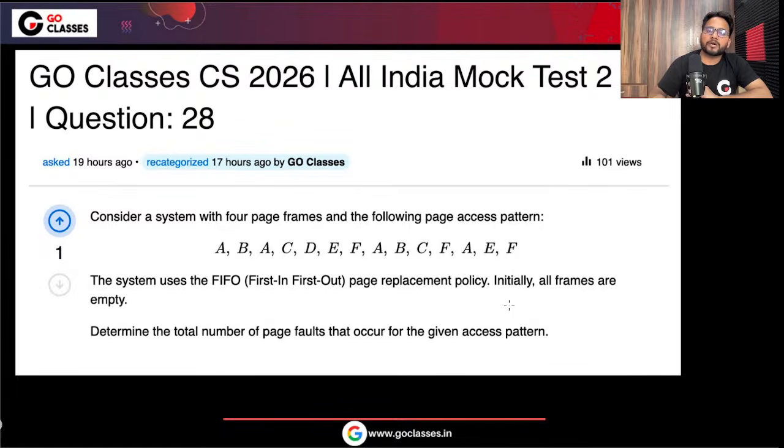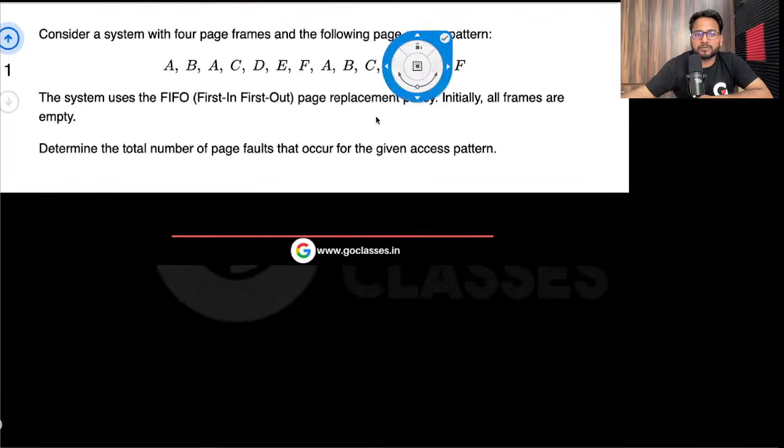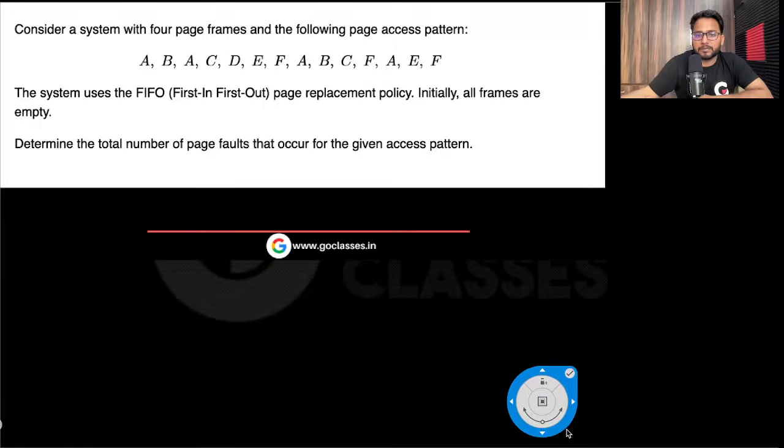This question was related to the first in first out page replacement policy of operating systems, right? They are saying consider a system with 4 page frames, A, B, and then this is the access pattern: A, B, A, C, like this. FIFO is being applied, and they are asking for the number of page faults. This is not a tough question. I think you can solve this easily. Let me try solving this.